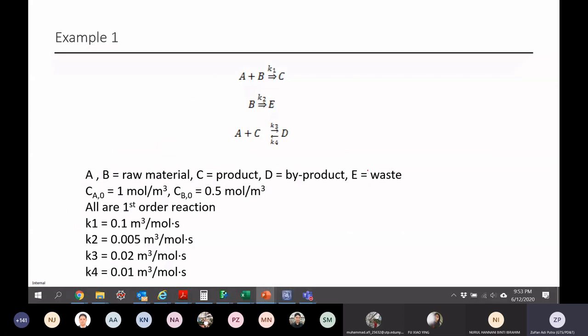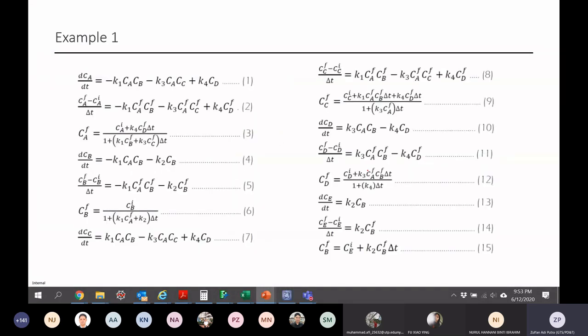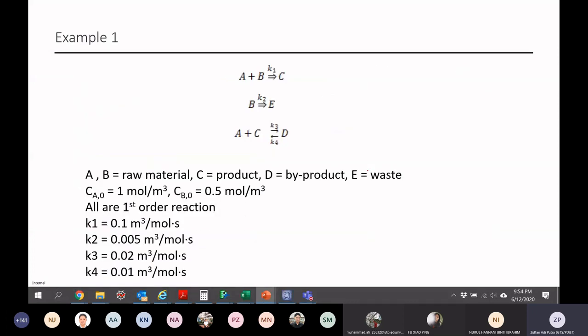Okay. So 7 more minutes. I'm not really sure if I have to go here, but just to give you an idea, I will spend like 1 minute each. So suppose that we have these reactions. You have to have it. You have to find it.